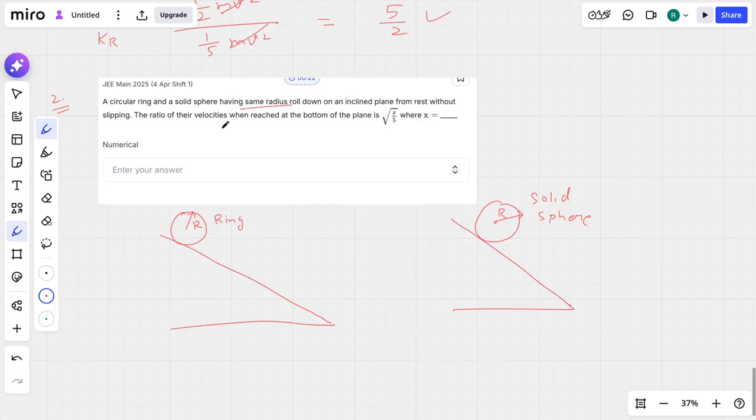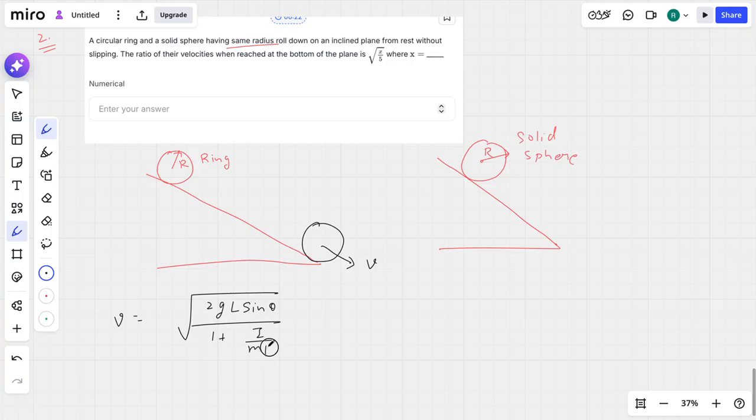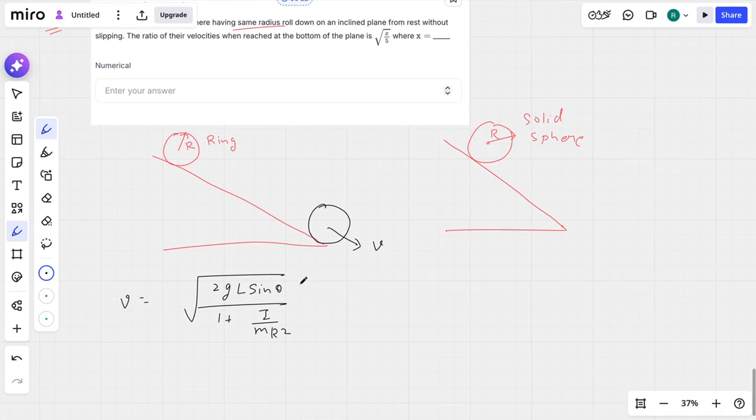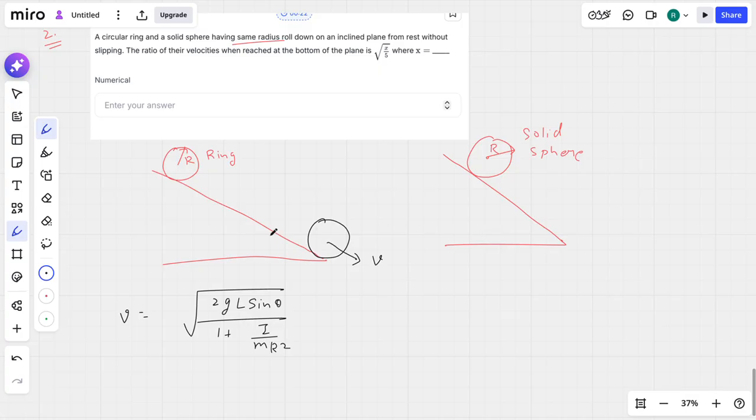The ratio of their velocities when they reach the bottom of the plane is asked. We know that when the body reaches the bottom it has a linear speed v, which is given by v equals root under 2gl sine theta divided by 1 plus I by mr square. The incline is the same for both bodies, that is, the angle theta is the same for both bodies. This length is also the same.